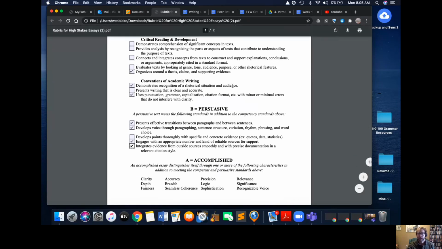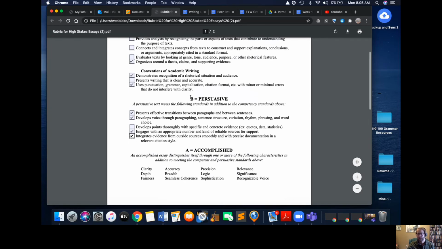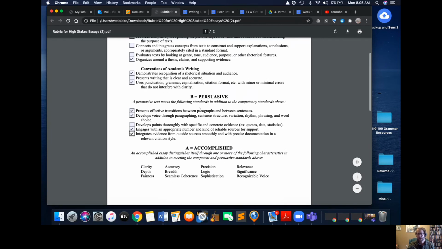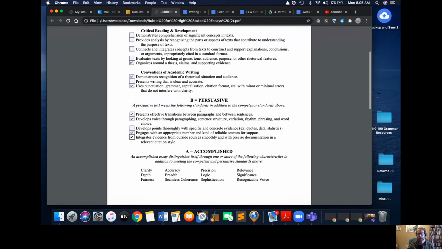And then you'll see another C-level standard. You've got recognition of a rhetorical situation and audience, which we'll talk about a lot. Punctuation, grammar: there can be minor and minimal errors, but you don't want them to interfere with clarity. So if you can't understand clearly what's being said, then that's a C-level standard there.